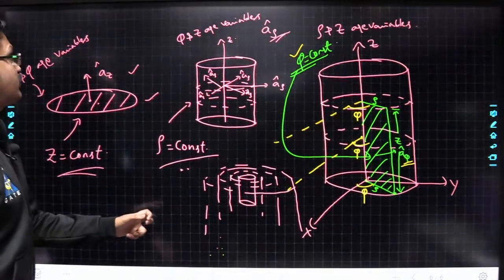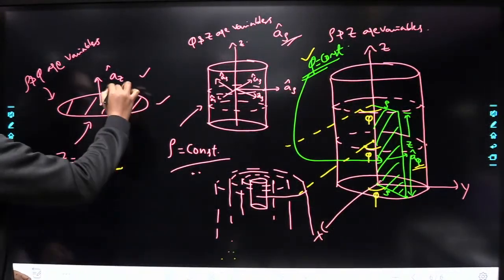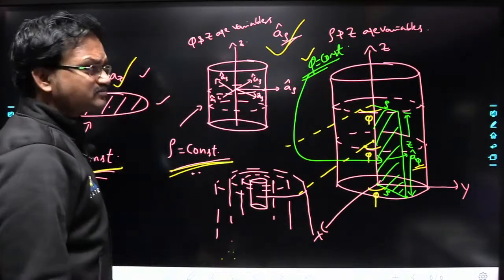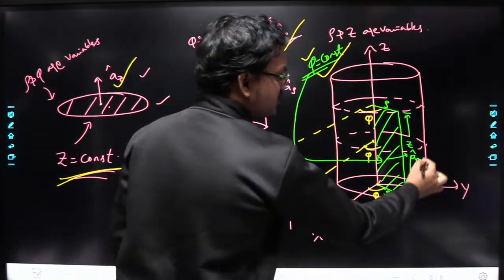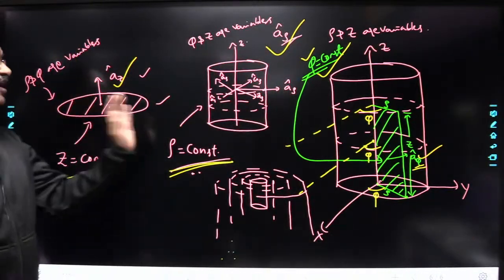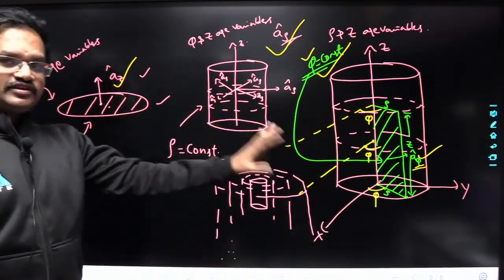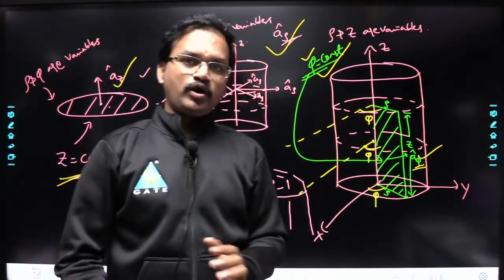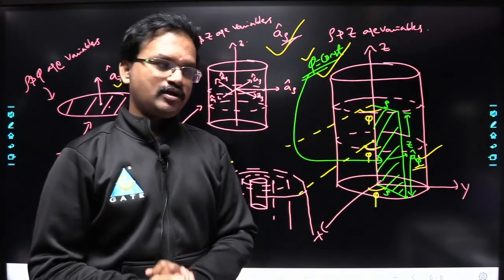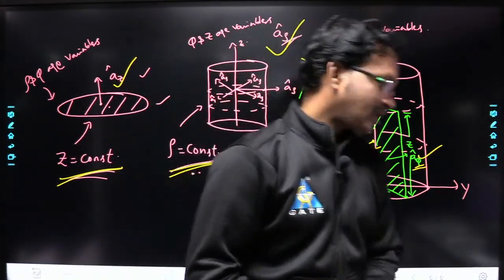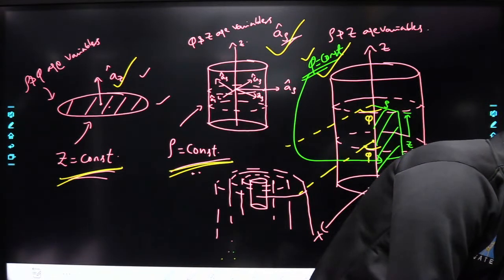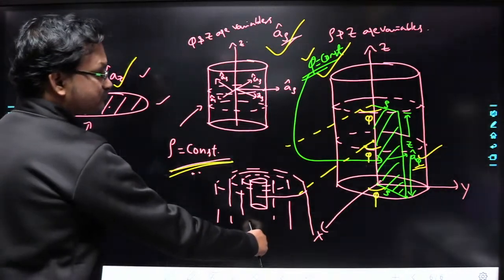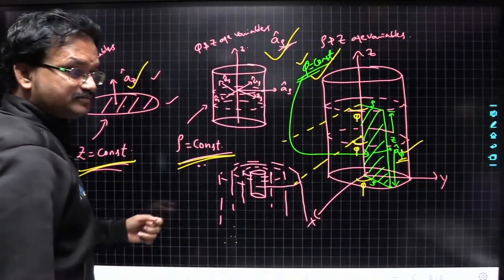So these are the three planes we got here. The Z equal to constant plane, its direction is along a z cap. The rho equal to constant plane, its direction is along a rho cap. The phi equal to constant plane, its direction is along a phi cap. Now, if you extend any of these surfaces in their perpendicular direction, you are going to get the volume of the cylinder. Yes or no here? Okay. So, is it clear? Everybody, is it clear?